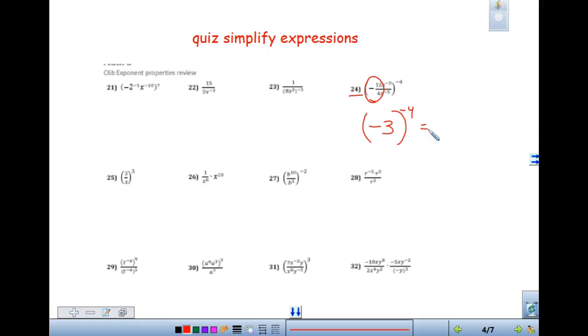Use your rules. We're going to rewrite this as 1 over what? 1 over negative 3. You got to keep the negative 3 in the parentheses to the what power? Not negative 4 anymore. It's negative here, you move it down, it becomes positive. Again, in the back, you're going to see this answer is 1 over 81. I'm okay if you stop at this point and leave it, okay?